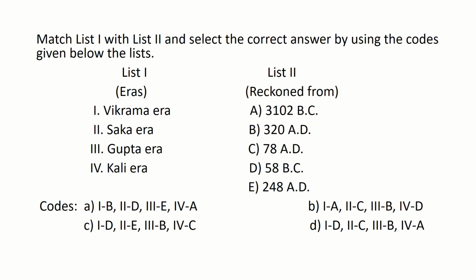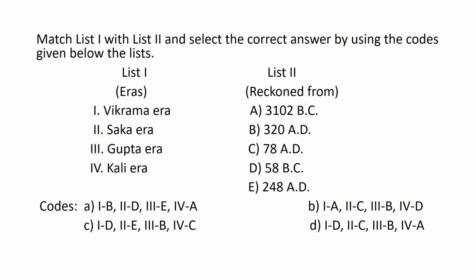There are two lists given. One is with the eras and the other is the years from which they started. In list one, Vikrama era, Shaka era, Gupta era, Kali era. In list two, the years are given: 3102 BC, 320 AD, 78 AD, 58 BC, 248 AD.